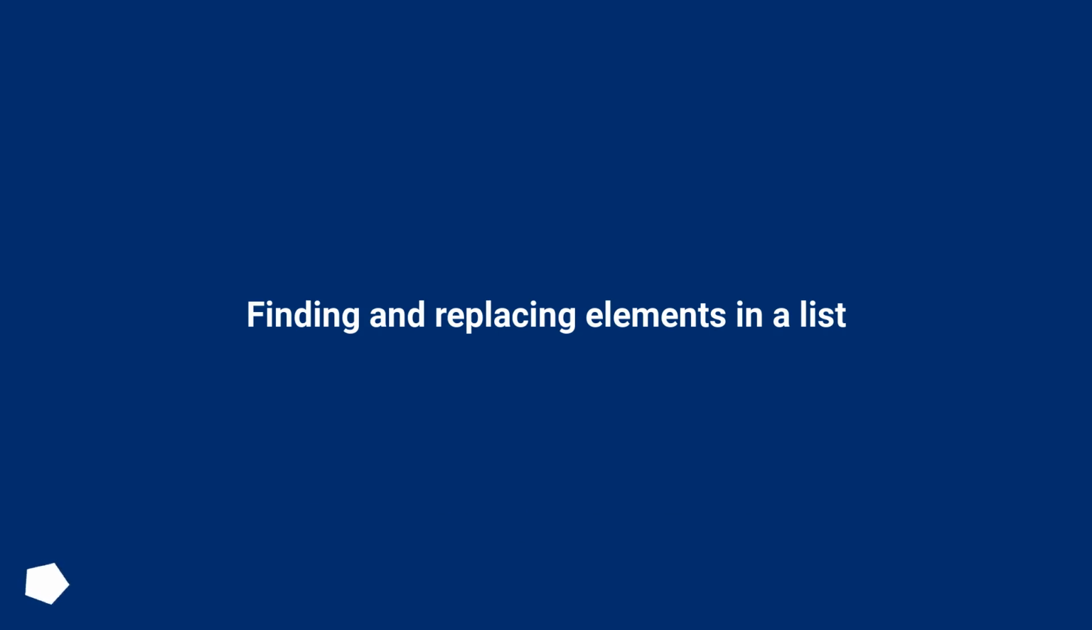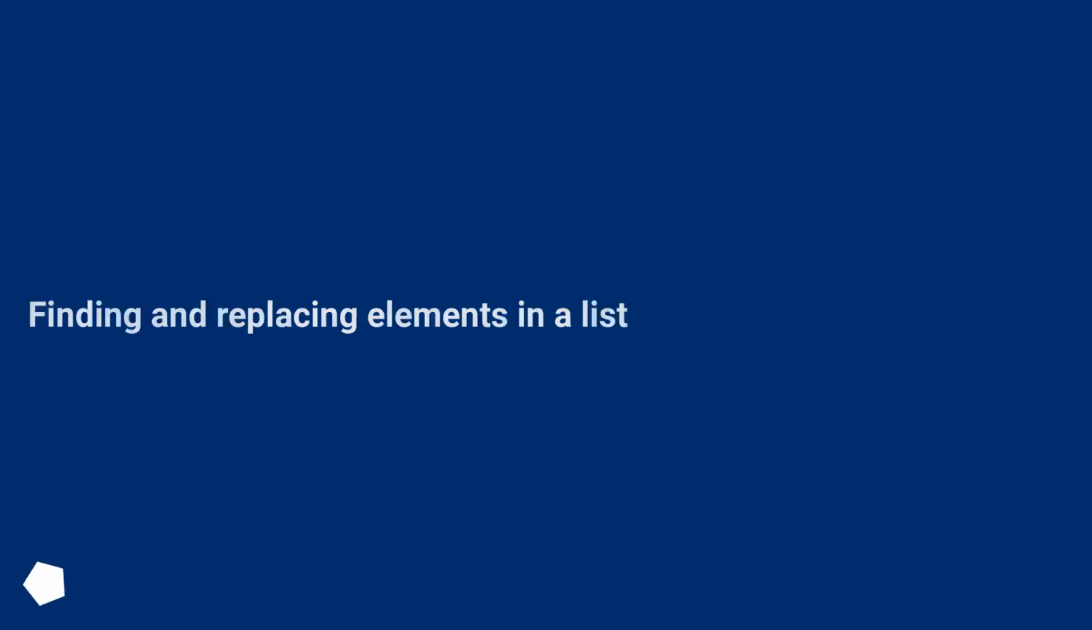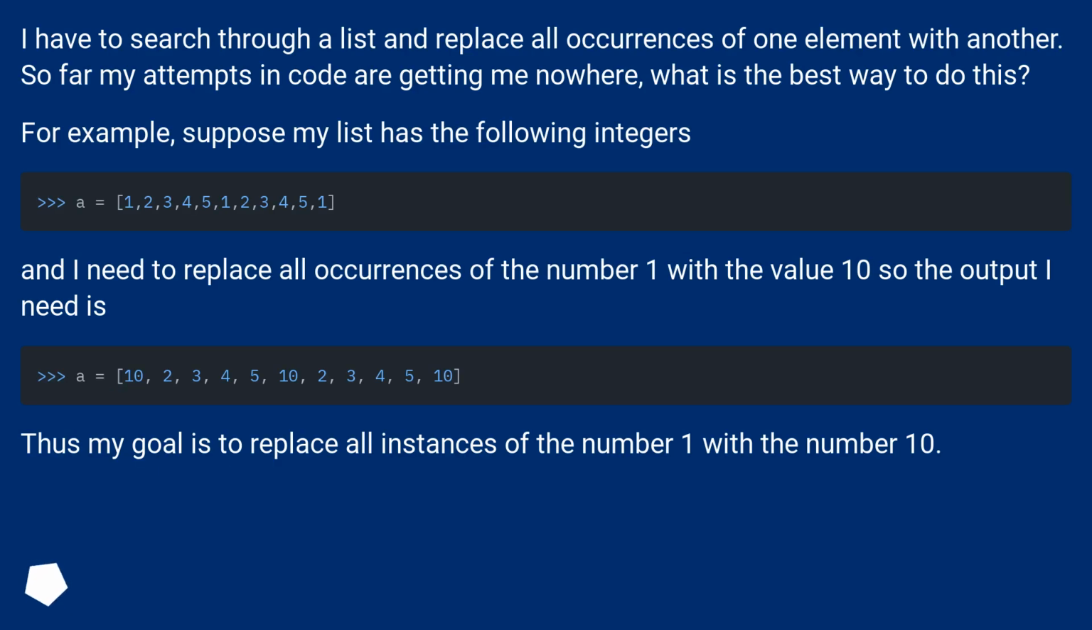Finding and replacing elements in a list. I have to search through a list and replace all occurrences of one element with another. So far my attempts in code are getting me nowhere. What is the best way to do this?